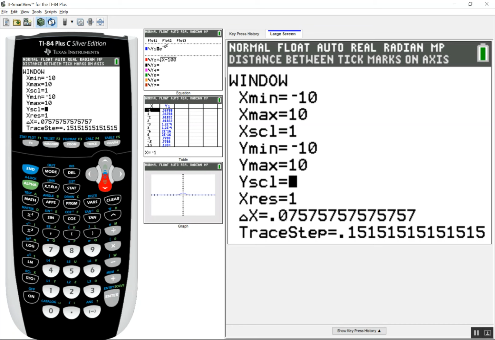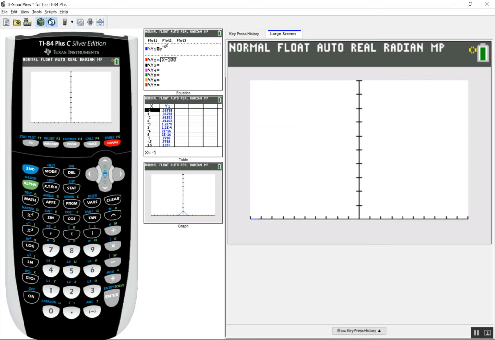We will not worry about xres and delta x and trace step. So here we said we want to restrict our values of y from 0 to 1. And since we're on that interval, let's make y in steps of a tenth. So if we graph this, notice that every tick mark on the x-axis here is 1, and every tick mark on the y-axis is a tenth, starting at 0 and going to 1.